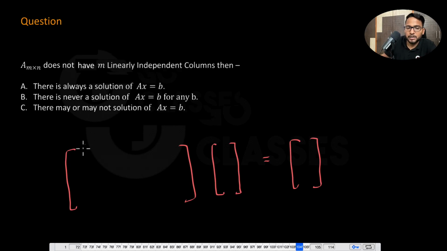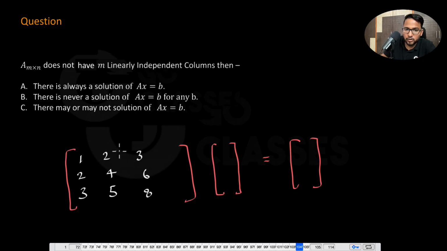Suppose, for example, I take some A, any A which has only 2 linearly independent columns. Let's suppose this is 1, 2, 3 and 2, 4, 5, and the remaining 2 I am taking linearly dependent, because that's what is given in the question. So let's suppose this is 3, 6, 8.